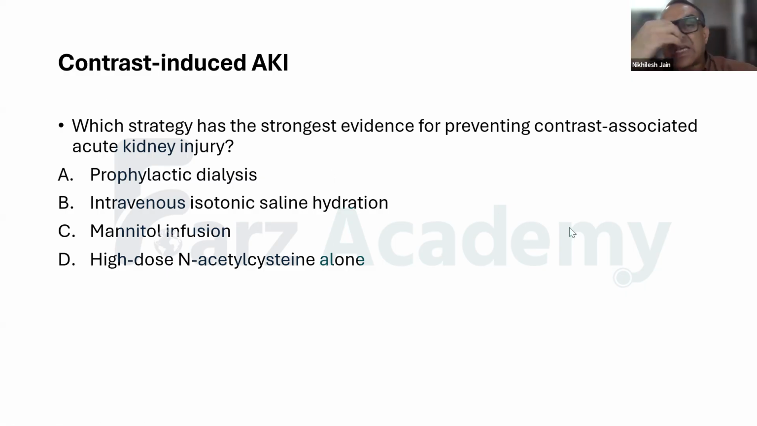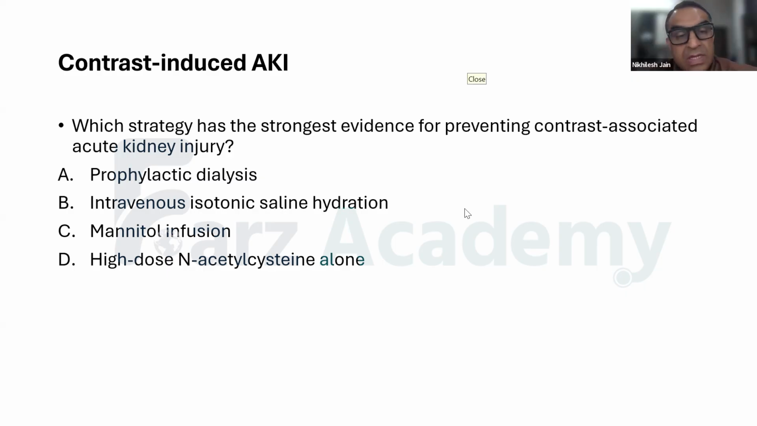So, which strategy has got the strongest evidence for preventing contrast-associated acute kidney injury? Prophylactic dialysis, IV isotonic saline hydration, mannitol infusion, or high-dose N-acetylcysteine alone? Can you put the answers in the chat? One answer's gone. B, B. Anything else? Anyone else out there?